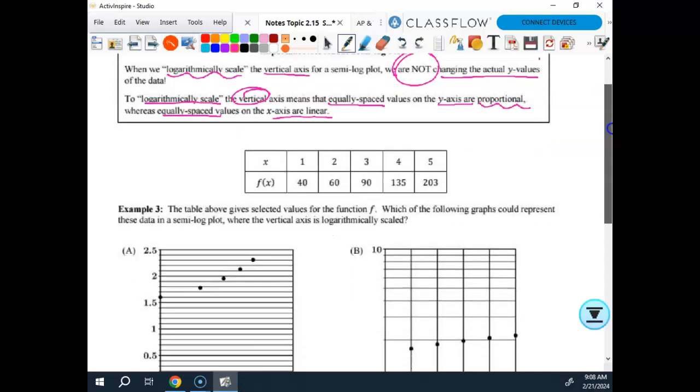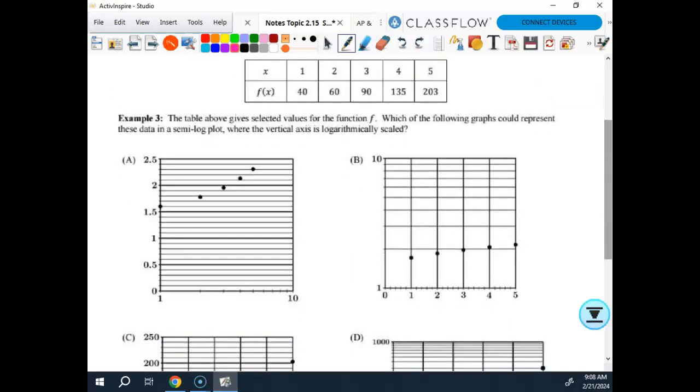Remember that we're not changing the actual y values, so they give us our values here. The table above gives selected values for the function f. Which of the following graphs could represent these data in a semi-log plot where the vertical axis is logarithmically scaled? All right, so let's look at A. The first ordered pair we have is 140. Is this 140? No. Not only that, but look at the x-axis. Is the x-axis evenly spaced? No. It's logarithmically spaced, and that's not what we're looking for. We are only scaling the y-axis. Plus, this one isn't scaled, so A cannot be my answer. We good on that?